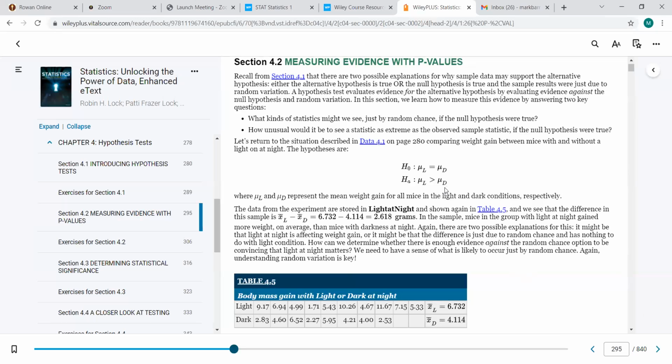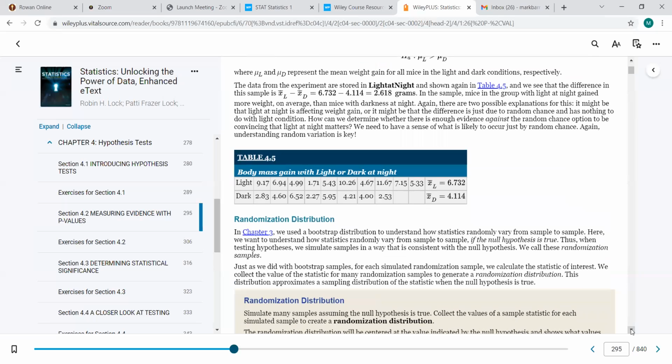We think the light group does have a bigger mean than the dark group. All right. So we want to look at the sample and say, is this 2.618 big enough to come to that conclusion? That's really what we're trying to do here.